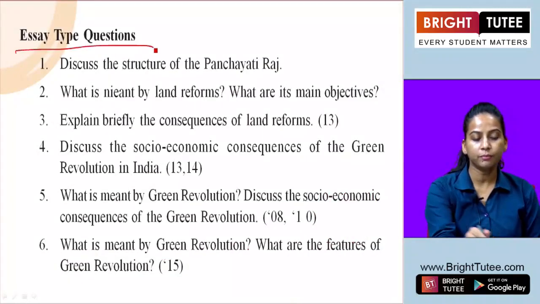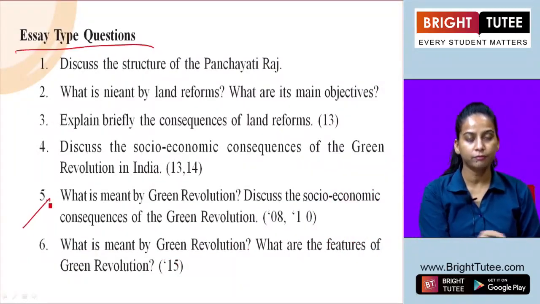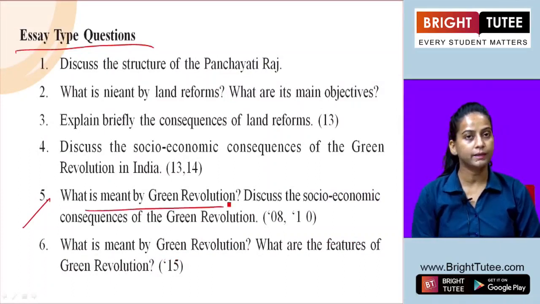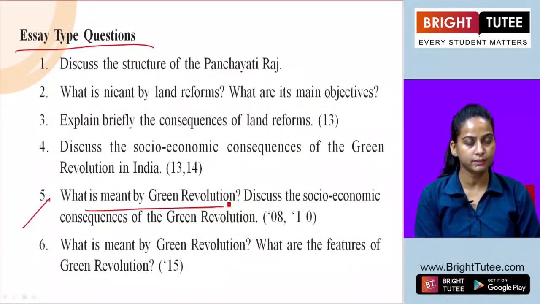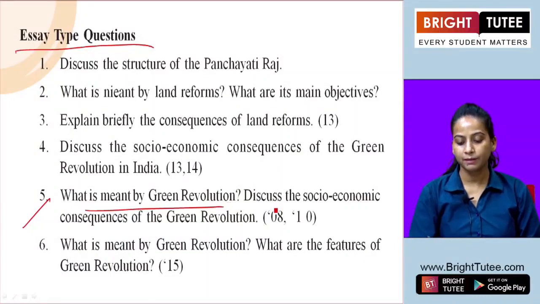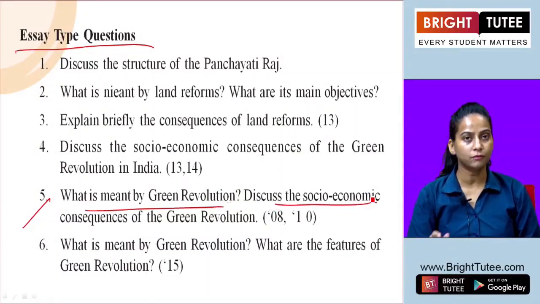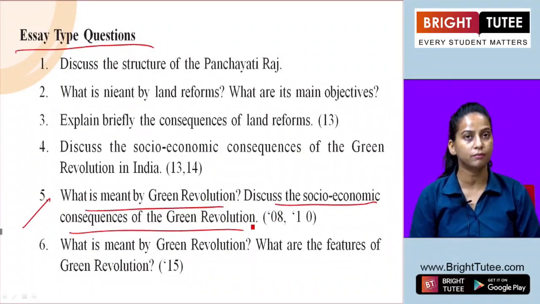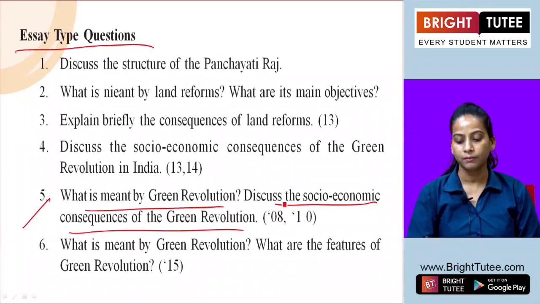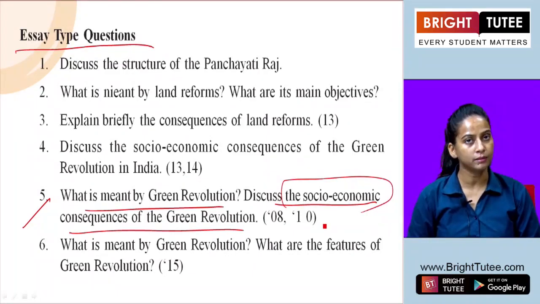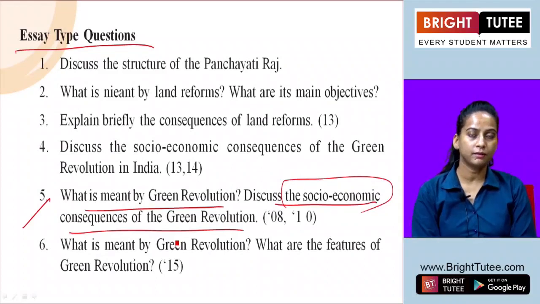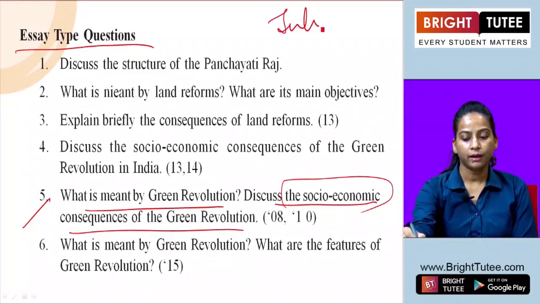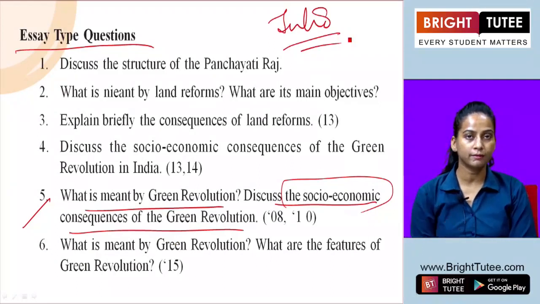Under this essay type questions, they have asked question number 5 based on that what is meant by Green Revolution. So the meaning we have already discussed. You need to mention the meaning here. Beside that, have to give the answer of the second part asked here. Discuss the socio-economic consequences of Green Revolution. So we have to mention all the consequences or all the outcomes of this Green Revolution, based on socio-economic, so the different impact. Firstly, we are supposed to give the intro, and then one by one we are going to mention the headings.